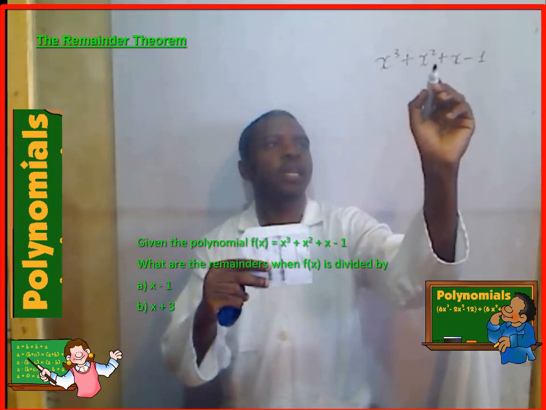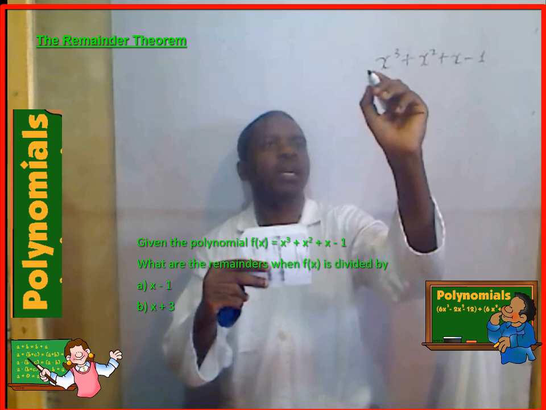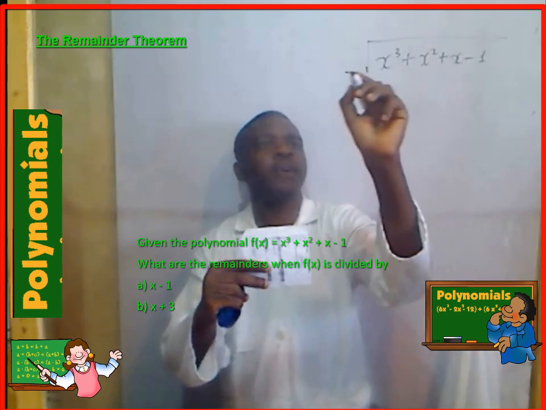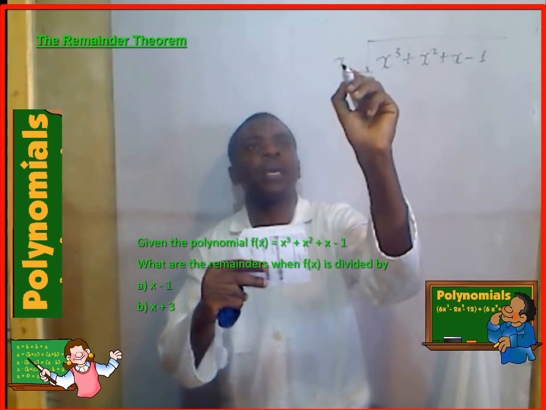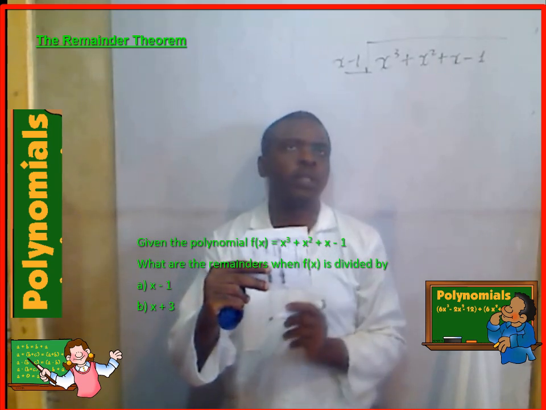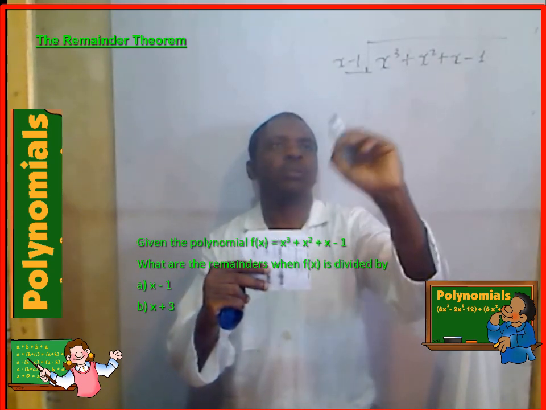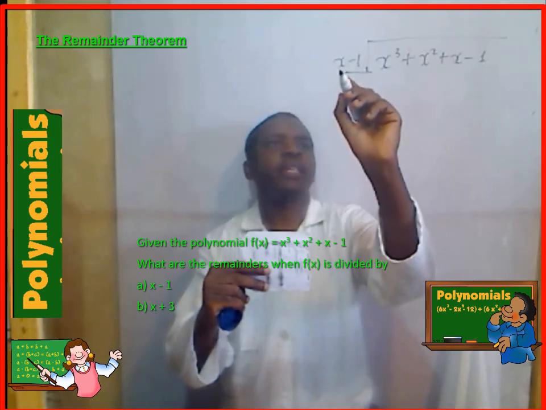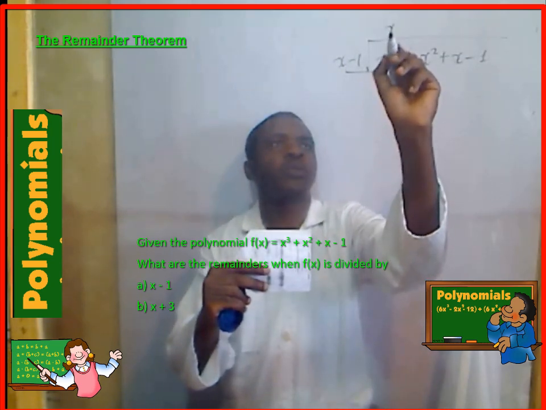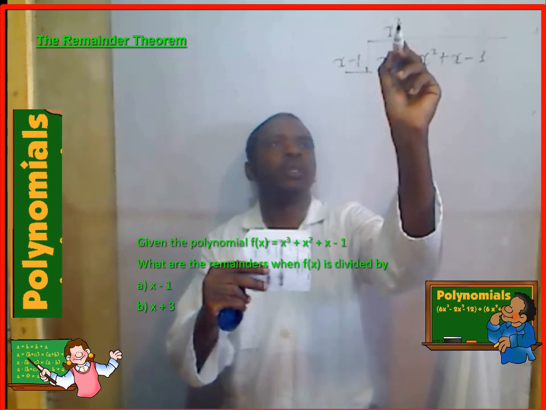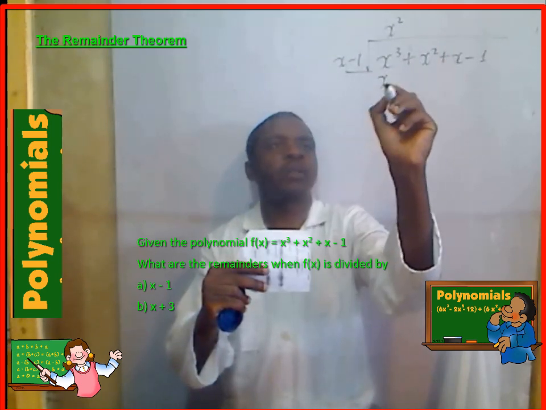x cubed plus x squared plus x minus 1, divided by x minus 1. What do I multiply x by to get x cubed? That should be x squared. So x squared times x gives me x cubed.